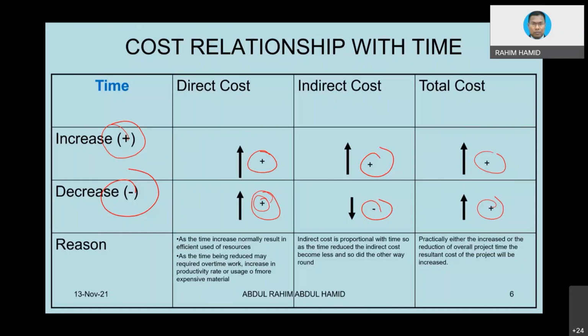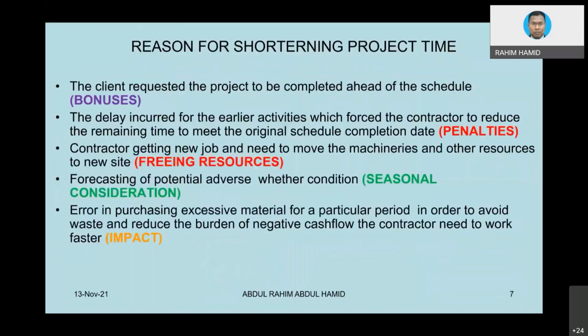So now, why do you need to shorten the project? For what reason? First, the client requested the project to be completed ahead of the original schedule, maybe due to whatever reason. Sometimes as a marketing move in a housing project, for instance, the client will launch phase 1, phase 2, phase 3, phase 4, whatever. And normally as a marketing gimmick, phase 1 would be sped up so that they can sell off phase 2. When people gain confidence about the project finishing very early, then you get more sales.